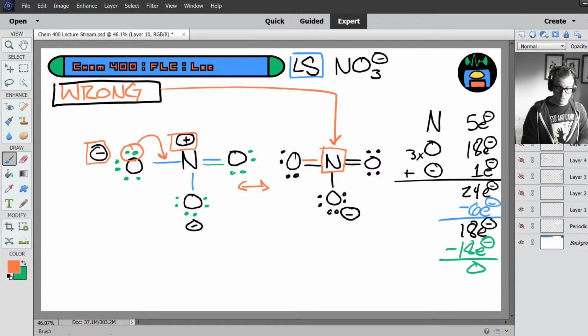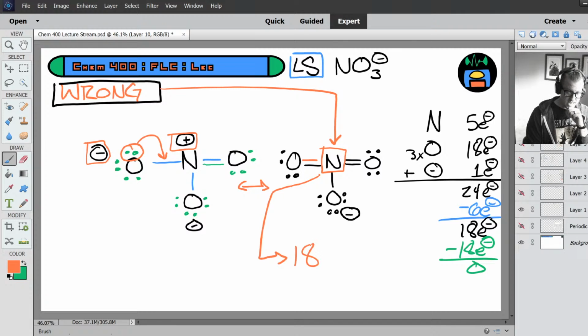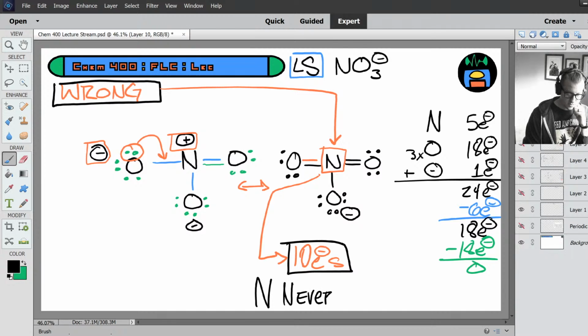This nitrogen is wrong. Because nitrogen is on the second period, which means it can never break the octet rule. And in this structure, this nitrogen has 10 electrons. Whoa, not 8. Nitrogen never breaks the octet rule.